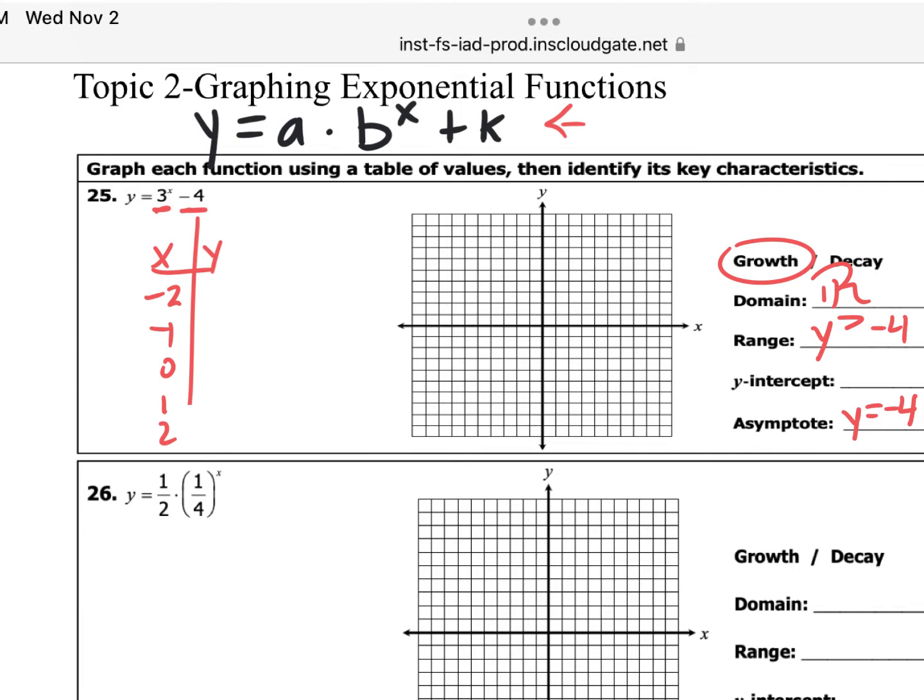All right, so for negative 2, we have negative 3.8 repeating. Negative 1 is negative 3.6 repeating. 0 is negative 3. 1 is negative 1, and 2 is 5. So it looks like my y-intercept is going to be at (0, negative 3). All right, my asymptote, I'm going to go ahead and put on here. It's at y equals negative 4.